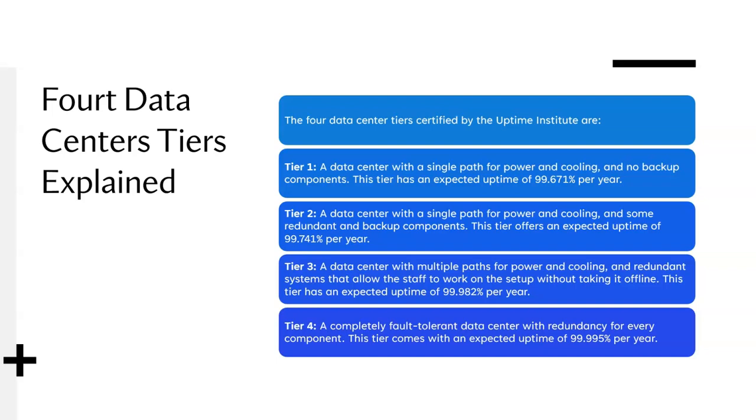Tier 2 also has a single path for power and cooling, but it has redundant backups for certain components. In tier 3, there are multiple paths for power and cooling, in case of a power outage or a cooling problem in the air conditioning of certain rooms, and there is also a backup system. Tier 4 is the most costly and fully fault tolerant, with redundancy of every component, and the expected uptime is 99.995% per year.